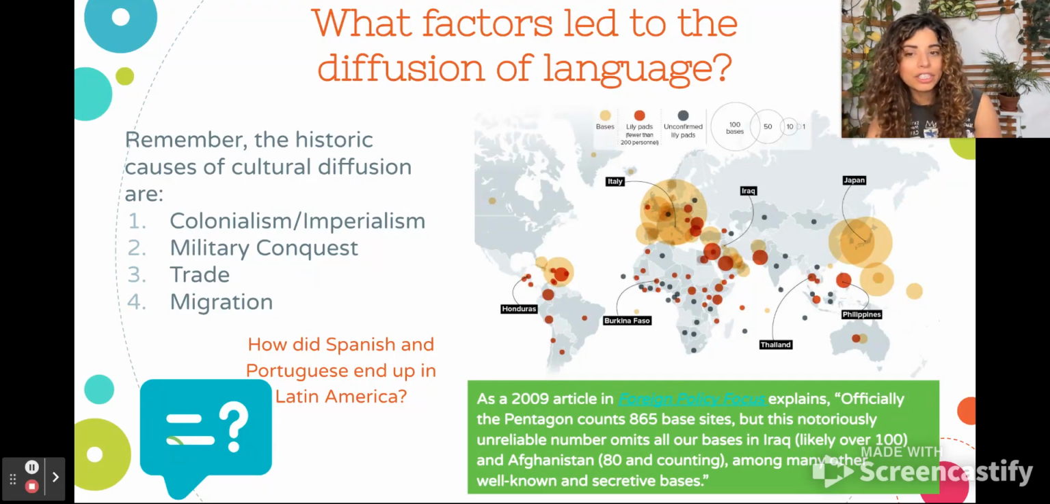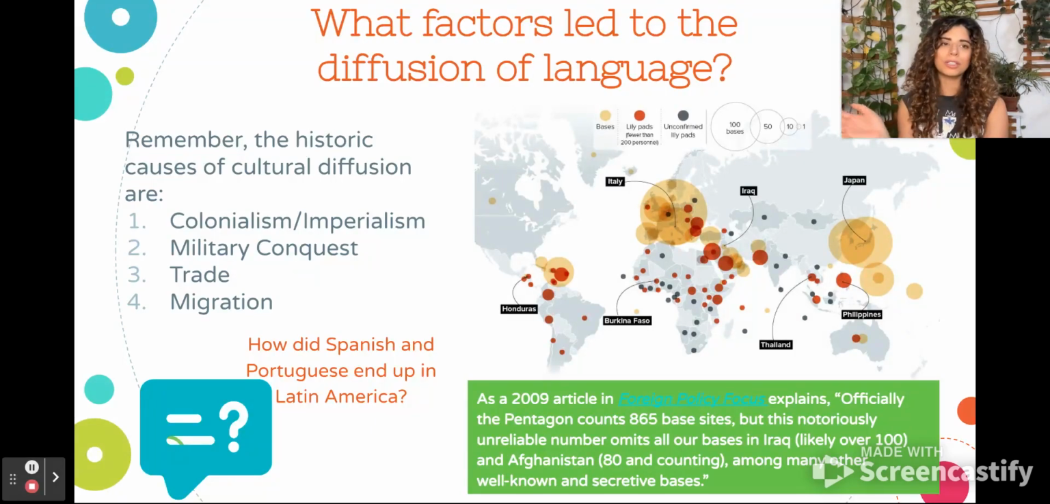So how did Spanish and Portuguese end up in Latin America? Sometimes it's a bit of a combination, right? It had to do with migration, definitely with colonialism, and then in some ways military conquest, when the native people were forced to speak and adopt particular cultural traits, including language. Another example is English and how the US has military bases all around the world. Those military bases definitely serve as a hearth for diffusion of not just American culture, but also the English language.